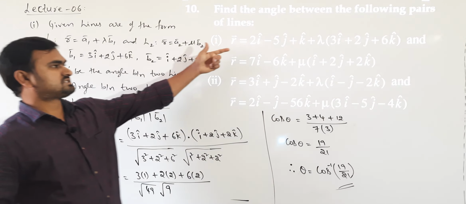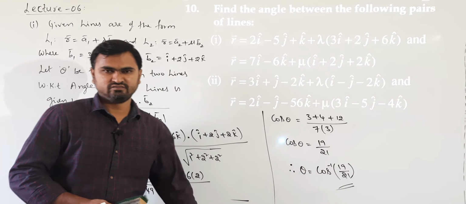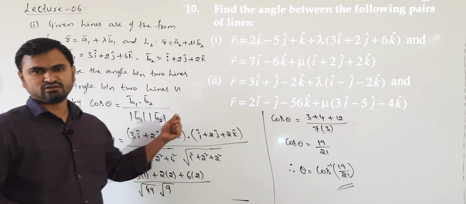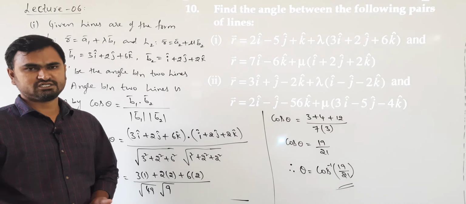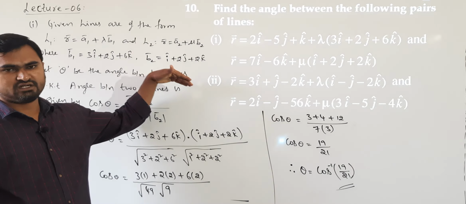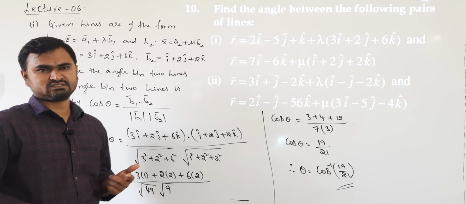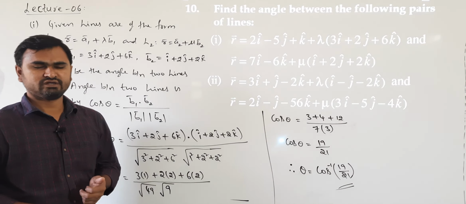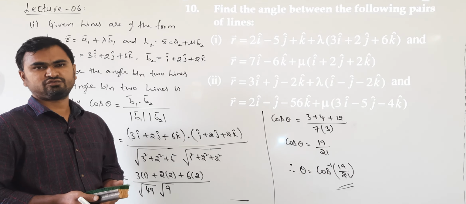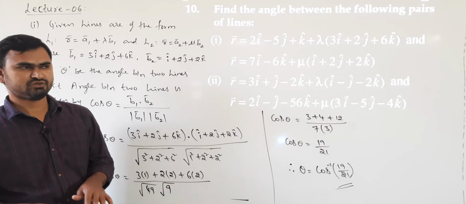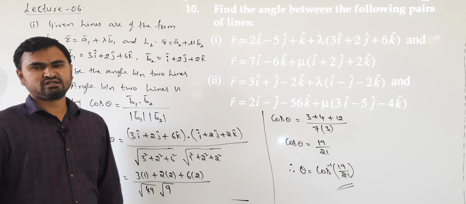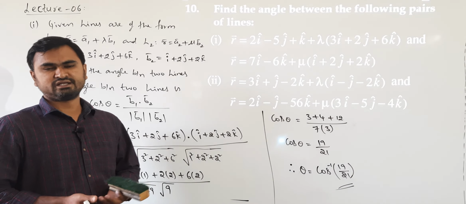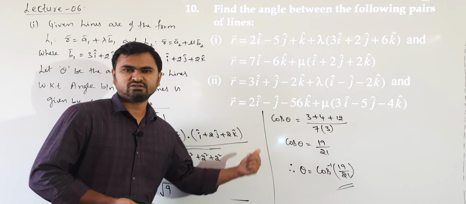Understand? So based on which form the lines are given, if they are given in vector form, we use cos theta is b1 dot b2 by magnitude of b1 into magnitude of b2. If two lines are given in Cartesian form, how do we take the angle between them? Using cos theta is equal to a1 a2 plus b1 b2 plus c1 c2 divided by root of a1 square plus b1 square plus c1 square into root of a2 square plus b2 square plus c2 square. So you have to remember the formulas for angle between two lines, and also when the lines are parallel and when the lines are perpendicular. In theory we discussed these points.